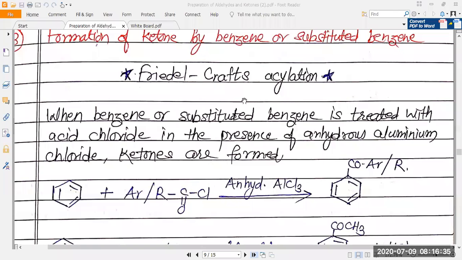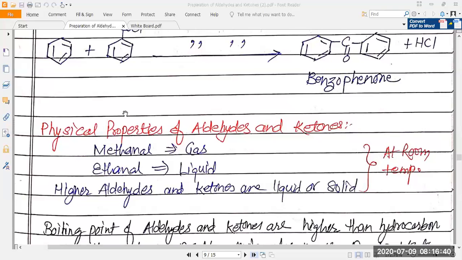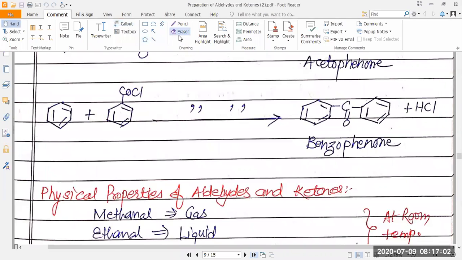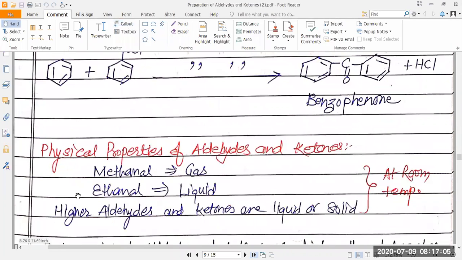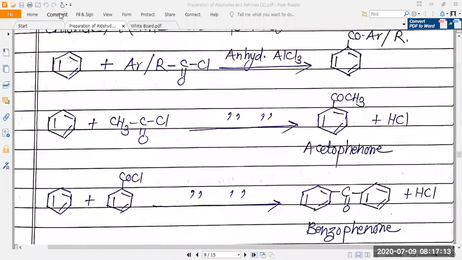Aldehydes and ketones. So today we are going to discuss the physical properties of aldehydes and ketones. The first member of the aldehyde family is methanal. Methanal is the first member of the aldehydic family, and methanal is a gas. Then the second member of the aldehydic family, ethanal, is a liquid.